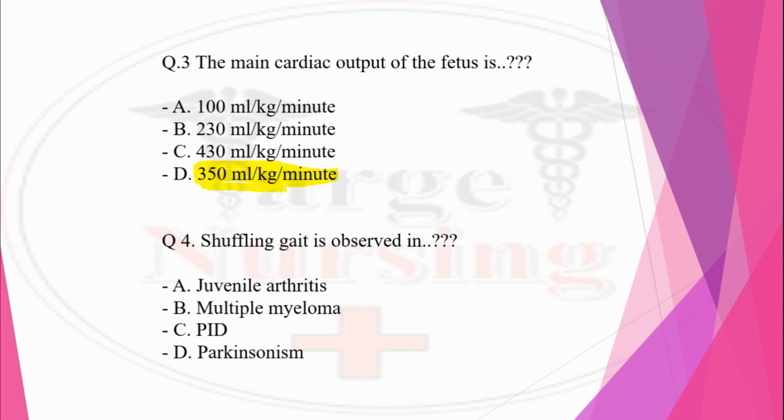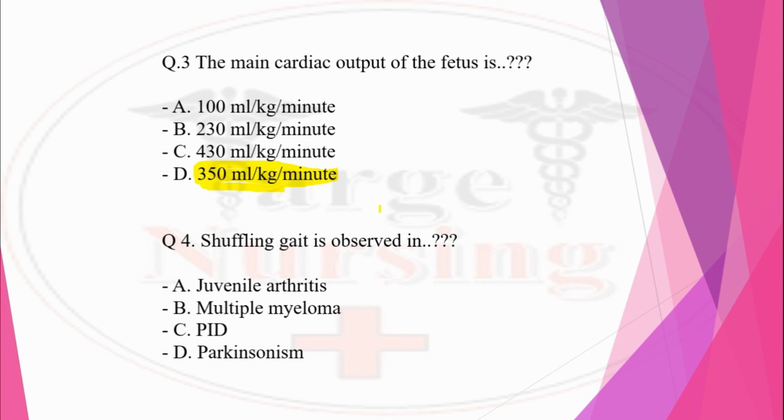And what is cardiac output? Cardiac output is the amount of blood the heart pumps through the circulatory system in a minute. एक मिनट में जितना हमारा हार्ट ब्लड को पंप करता है, एक मिनट में कितना हमारा हार्ट ब्लड को पंप कर रहा है थ्रू सर्कुलेटरी सिस्टम, उसे कहते हैं कार्डियक आउटपुट. ठीक है, और द फिटस का जो कार्डियक आउटपुट होता है 350 ml per kg per minute.